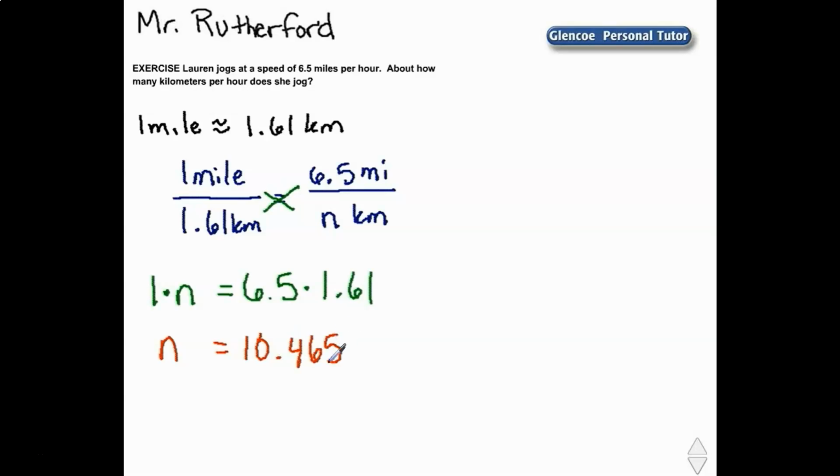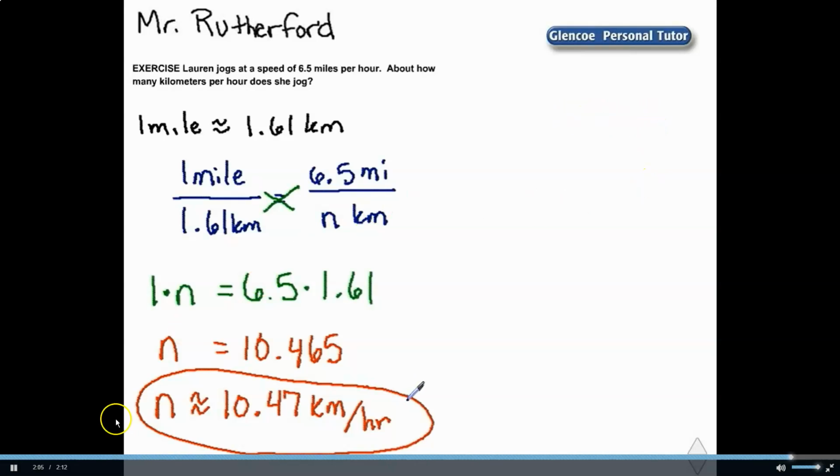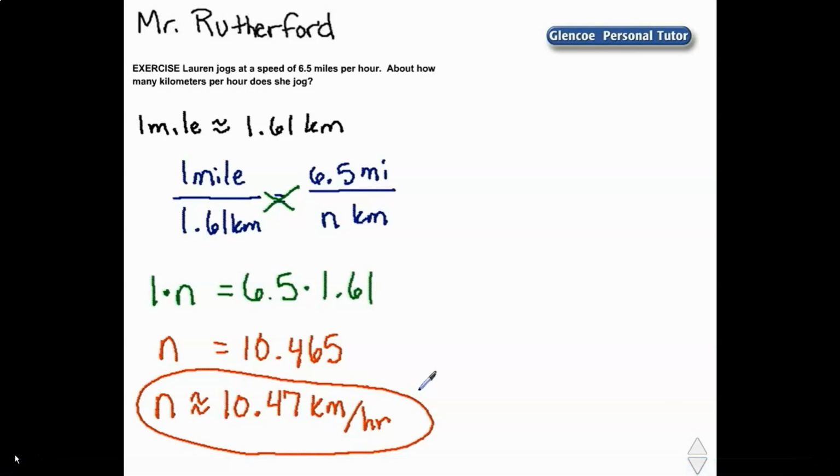Now we can round this. Let's round this to the nearest hundredth. Notice the number in the thousandth spot is a 5. That means that our 6 will change to a 7. So n is approximately equal to 10.47. Our units here that we need are kilometers per hour. So this means that Lauren, while jogging at 6.5 miles per hour, was also jogging at approximately 10.47 kilometers per hour.